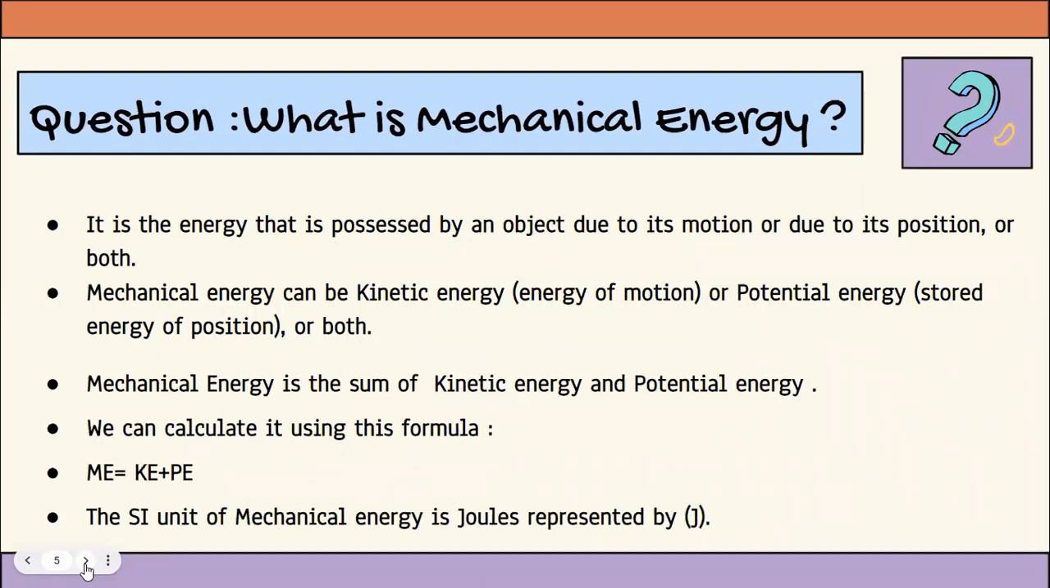So we can calculate it using this formula. ME, which is mechanical energy, equals KE, which is kinetic energy, plus PE, which is potential energy. The SI unit of mechanical energy is joules, represented by capital J. The last information about mechanical energy is that mechanical energy is conserved when friction is neglected or doesn't exist. And the conservation of mechanical energy means that initial ME equals final ME.